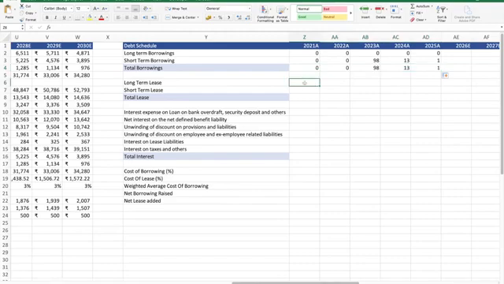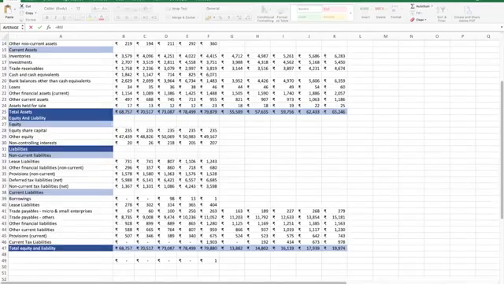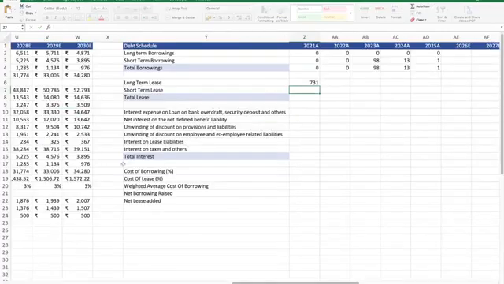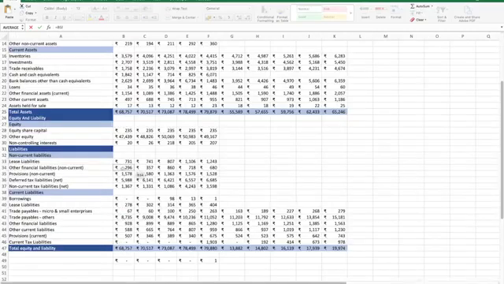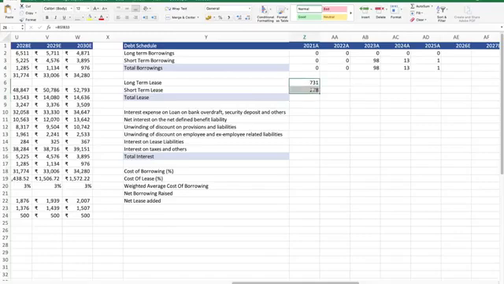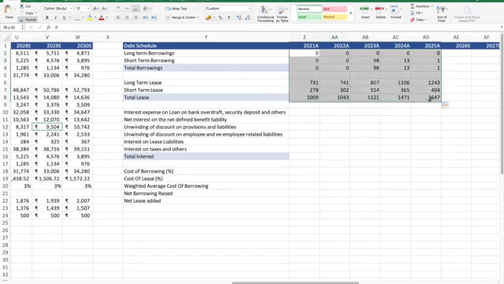Okay, let's look at it from a lease perspective. So we'll go again to the balance sheet. So this is my lease, long-term leases. And then we also have the short-term leases. And we can get the sum of total leases.